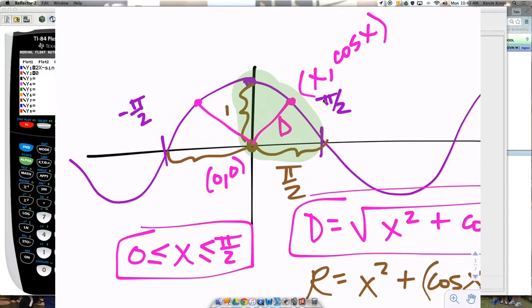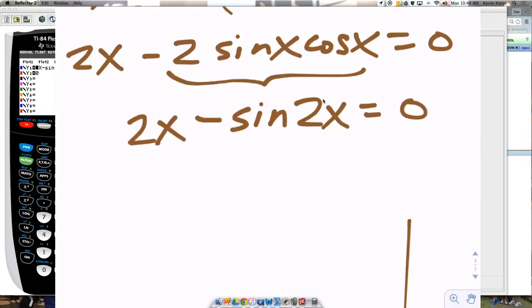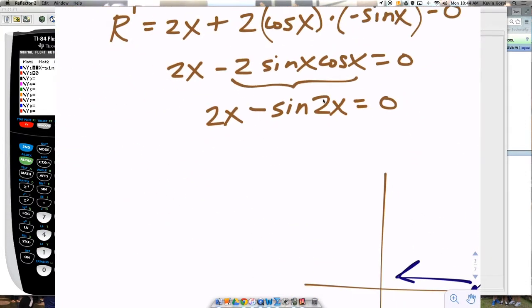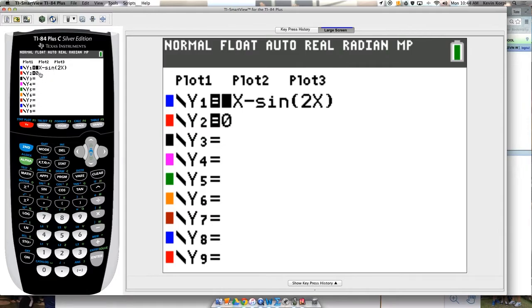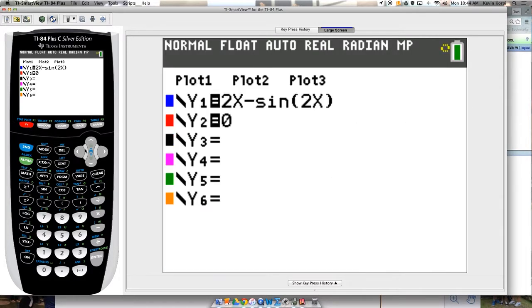On the previous example with the parabola, the critical value was the closest point. So we got down to the derivative equaling 0, which was this, and this is where I said you would need a calculator to help you solve it. And so this is what we get. We type in our function into y1, 2x minus sine of 2x. We make sure we're in radian mode, which I am, and graph 0 as y2 or y3 or whatever.